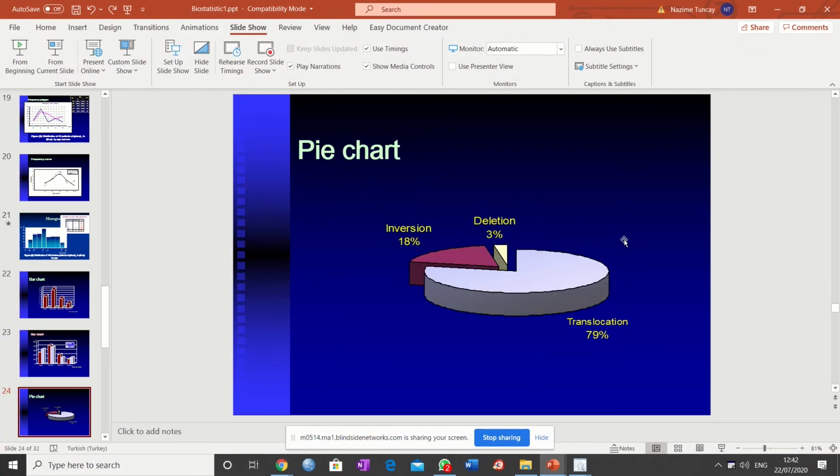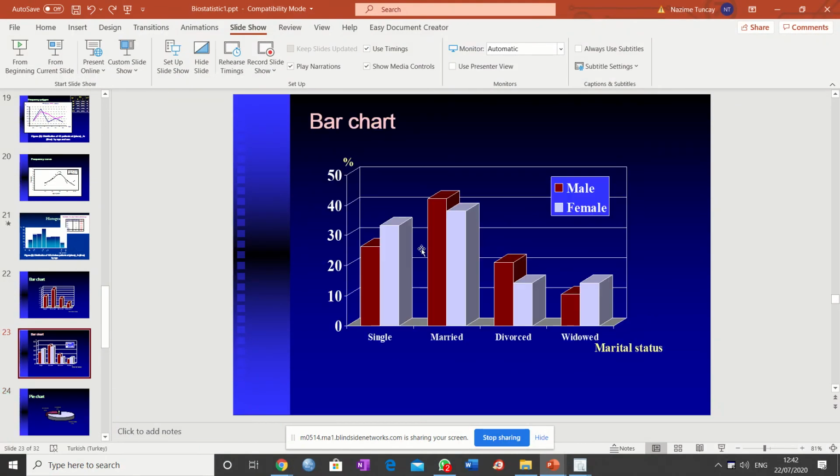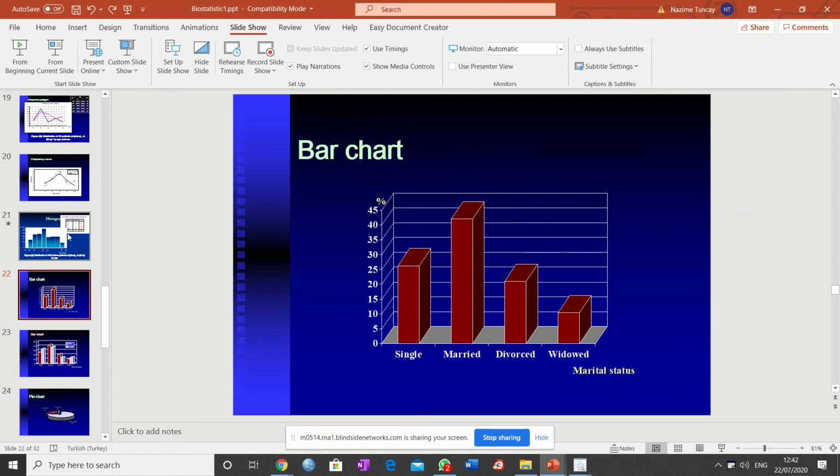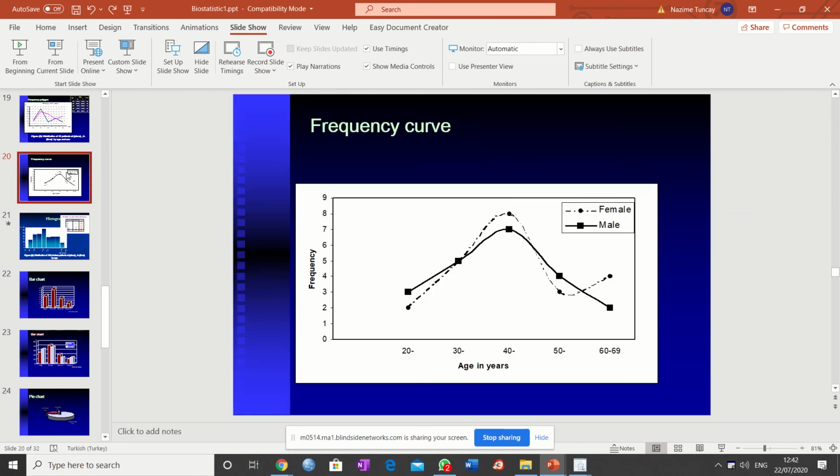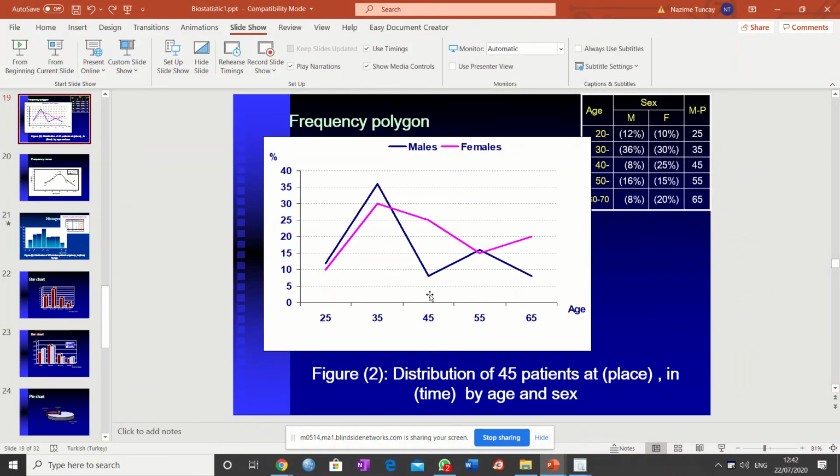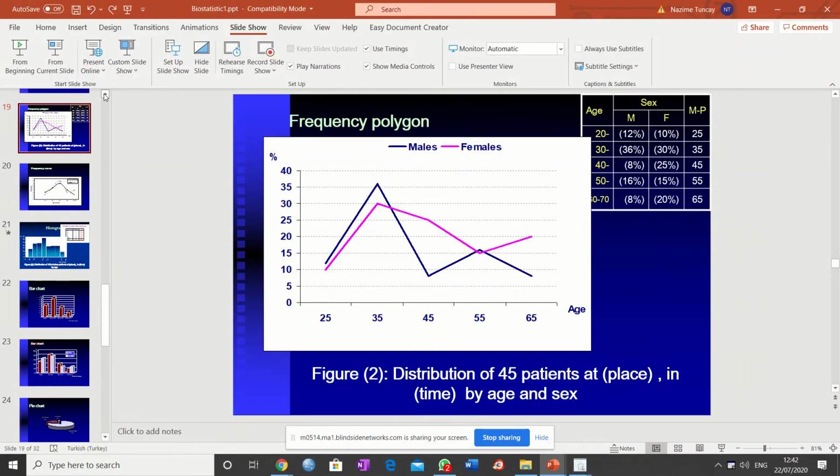And this is a pie chart expression. In pie charts, we have percentages. We don't use frequencies. We have percentages, and the bigger pie shows the bigger percentage. And this one is percentages, bar charts percentage, histograms percentages. Here, curves are frequencies, and polygons are percentages, okay?